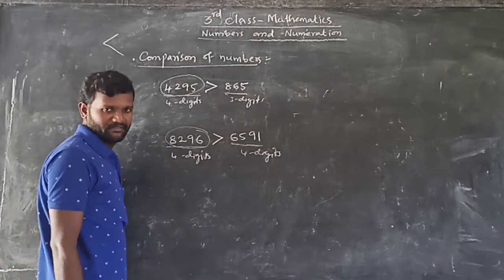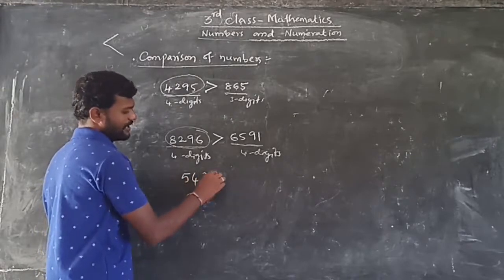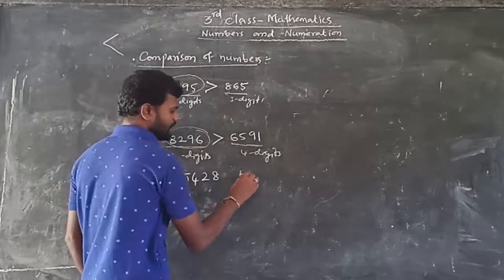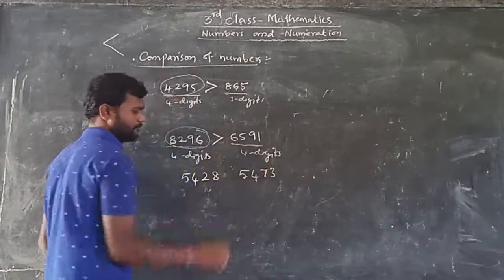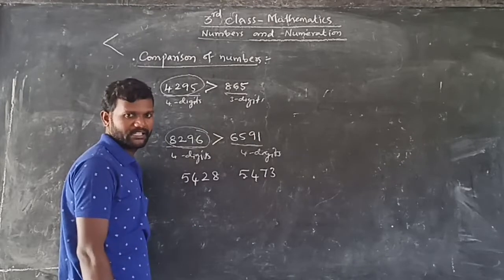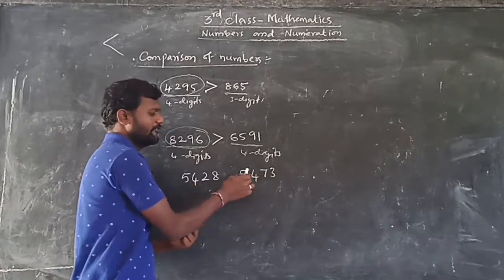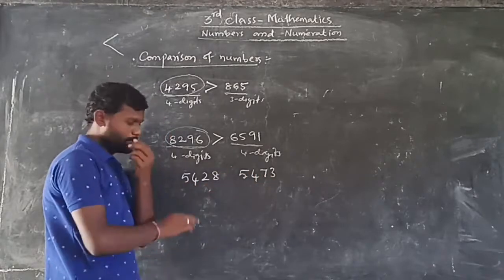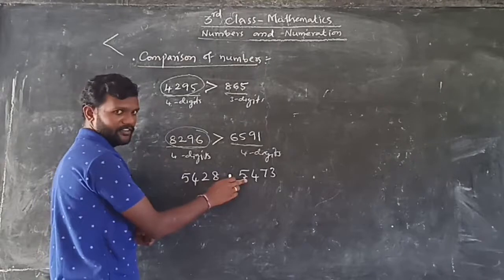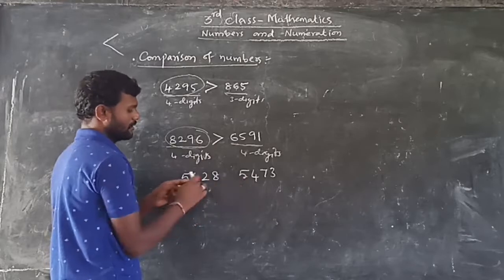Next, one more pair of numbers is given: 5428 and 5473. Now which is bigger and which is smaller? How can we identify? The same number of digits, 1 2 3 4, 1 2 3 4. So observe from the first number. What is the first number here? 5, and here also 5. Both are the same. Okay, if they are the same, go to the next number.